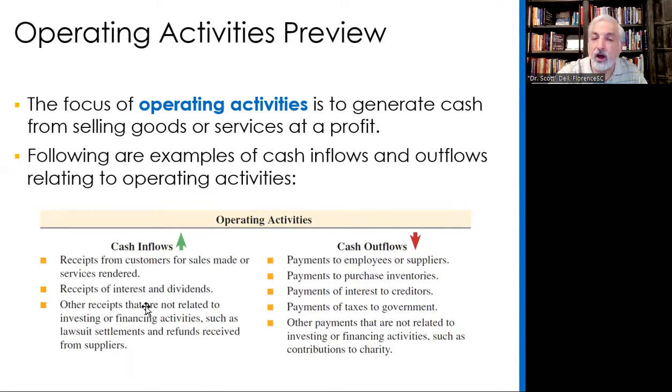So again, that's called operating stuff. Outflows, write a check to the suppliers, to our employees, wages. Payments to buy inventory. Payments of interest to creditors. Payment of taxes to government. Those are all outflows. Okay, so that's a use of cash. Again, sources and uses. Other payments not related to investing and financing activities, such as contributions to charity. Nice thing to do.